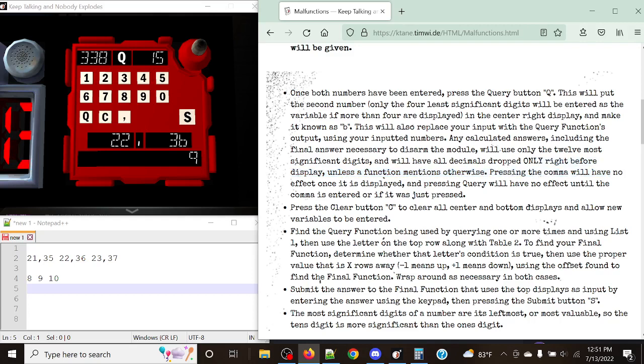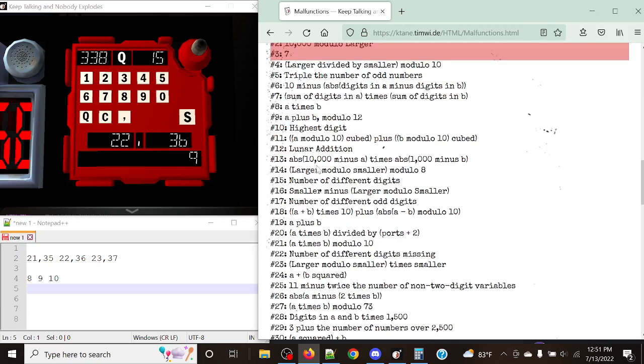Pressing the comma will have no effect once it is displayed, and pressing query will have no effect until the comma is entered, or if it was just pressed. So, that's going to be important. We're going to be dropping all decimals for our final answer. Just keep that in mind, because there are some cases of division that will give you a bunch of decimal results.